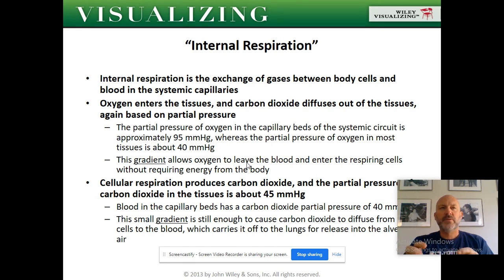All right, so we have external respiration between the blood and the lungs. We have internal respiration between the blood and the tissues, and then we have cell respiration between right outside the cells and then into the cells at the mitochondria.